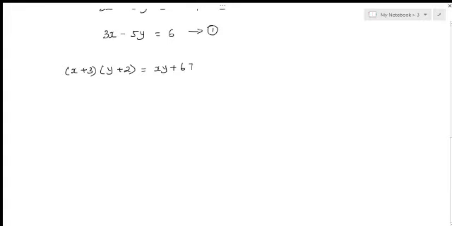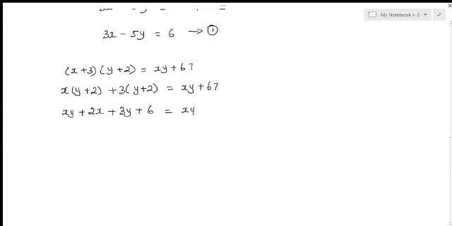Again let us multiply and simplify. (x plus 3) into (y plus 2) equal to xy plus 67. x into y is xy, x into 2 is 2x, plus 3 into y is 3y, plus 3 into 2 is 6, equal to xy plus 67. So xy will get cancelled. So 2x plus 3y equal to 67. When you take plus 6 to the other side, minus 6. So 2x plus 3y equal to 61. Let this be equation 2.